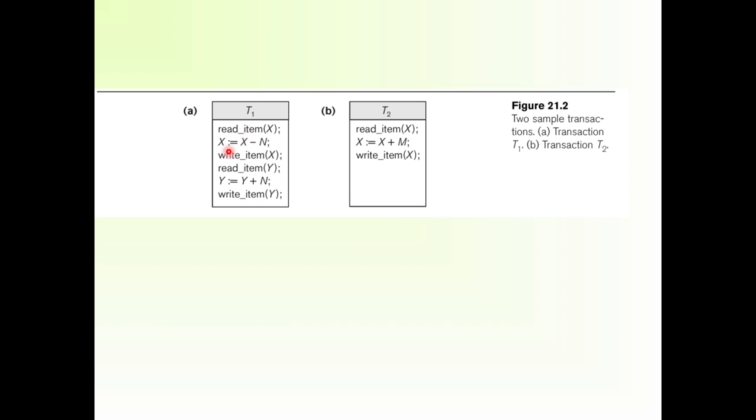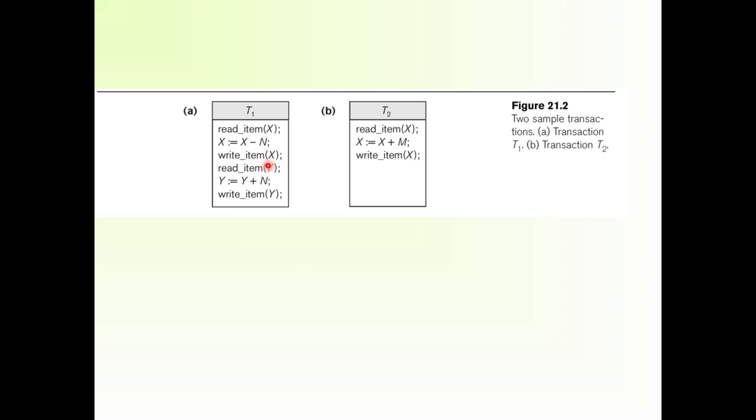After subtraction, whatever result you get, you store it once again in X. It is very simple. Here you are updating, or modifying, the X value. Write item X means this X value now goes and is stored in the buffer. From the buffer it is later copied to your disk. So this is the transaction.